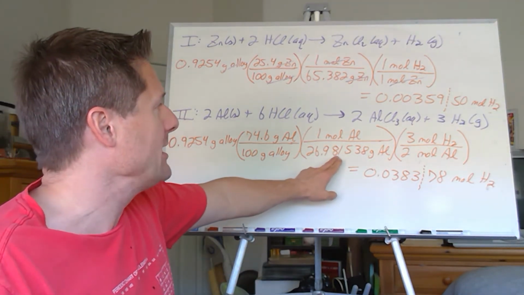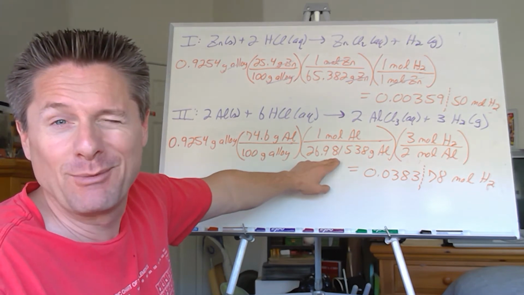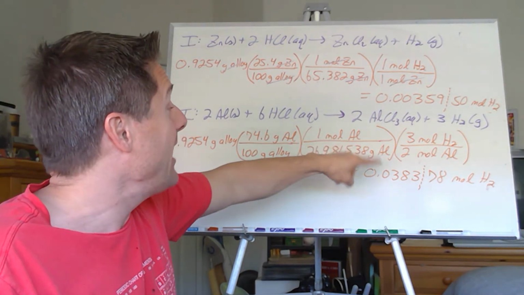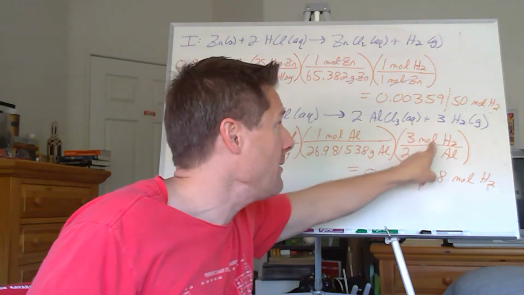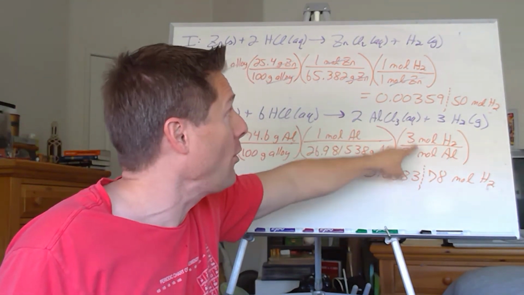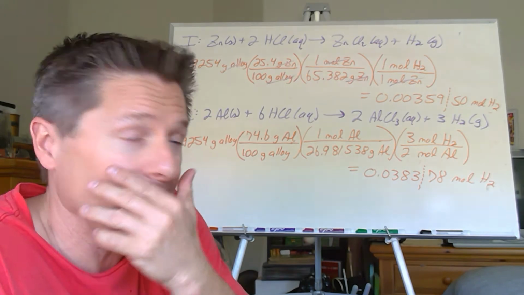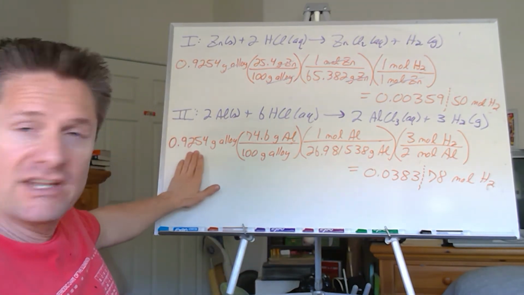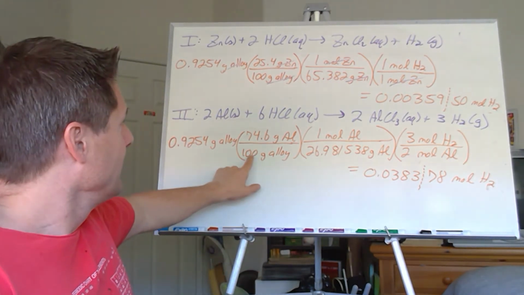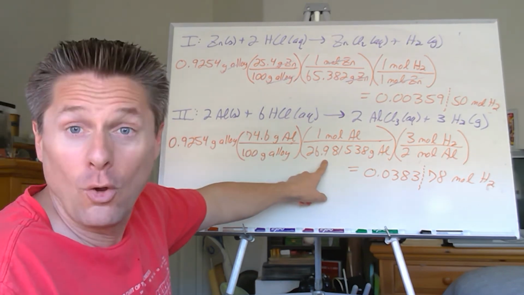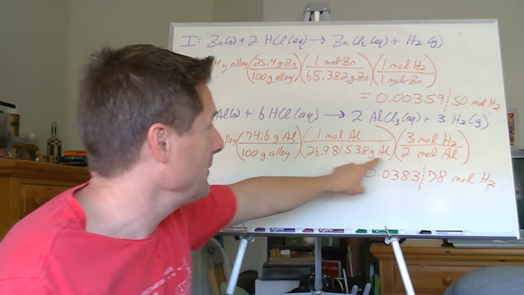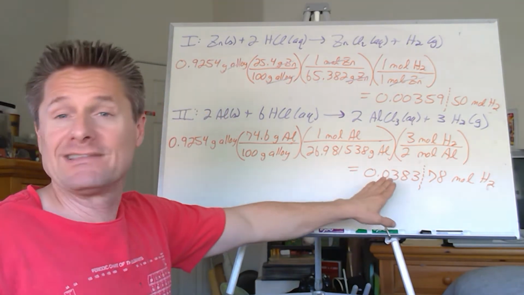So 26.981538 grams of aluminum per mole. And then we've got 2 moles of aluminum producing 3 moles of hydrogen. So a different mole-to-mole ratio than the zinc. 4 significant digits in the mass. That 100's exact. 3 significant digits in the percent. A whole truckload in the atomic mass of aluminum, and then that's exact. So again, we're good to 3 significant digits.